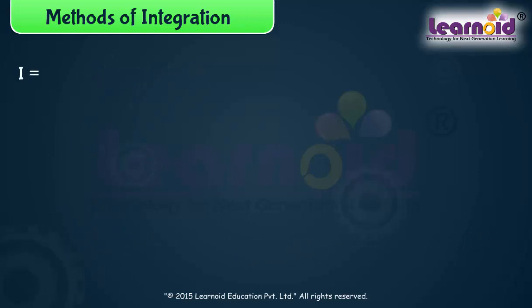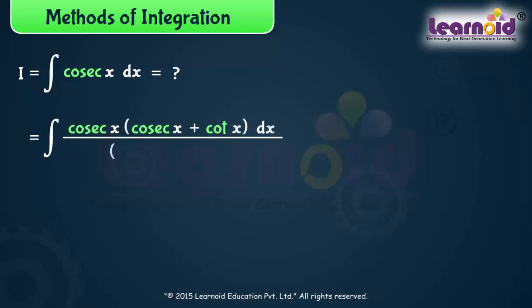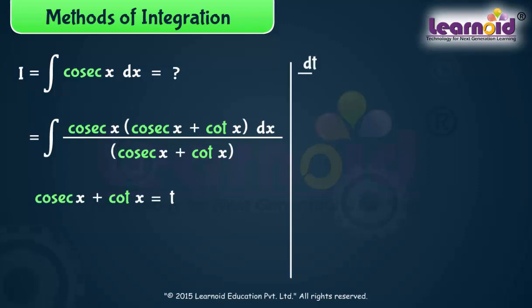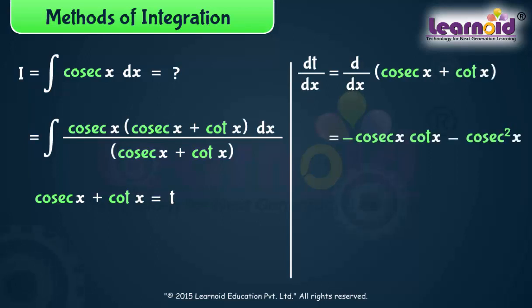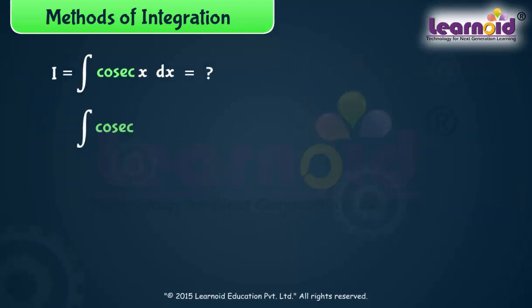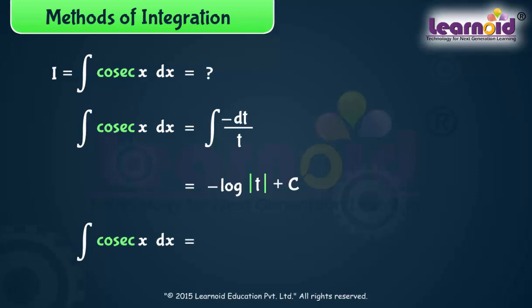Similarly, we can find integral of cosec x. Here we will multiply and divide by cosec x plus cot x. Now let us assume cosec x plus cot x is equal to t. On differentiating and rearranging, we will get cosec x into cosec x plus cot x dx is equal to minus dt. So integral of cosec x dx is equal to integral of minus dt by t, which is minus log mod t plus c, or minus log of cosec x plus cot x plus c.